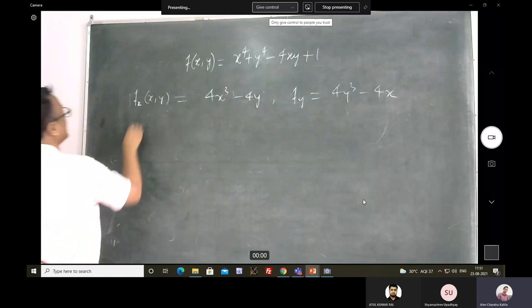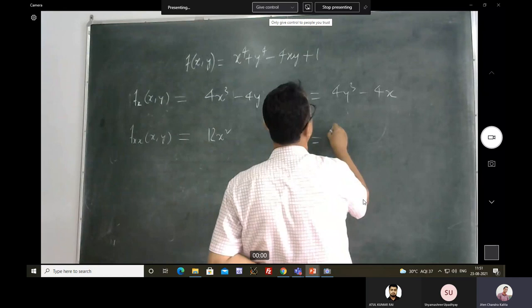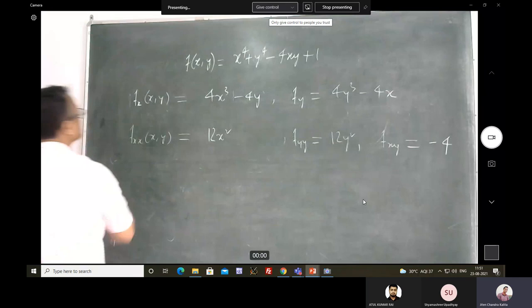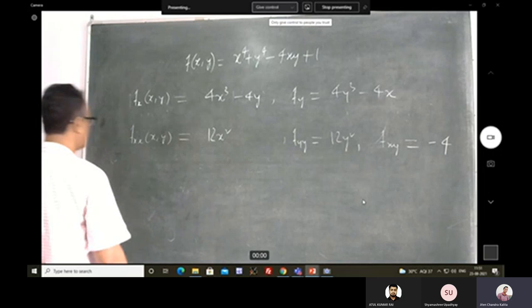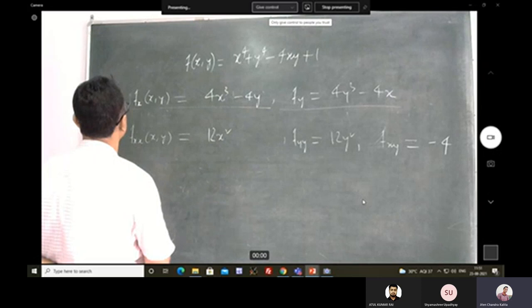Then fxx is going to be 12x squared, fyy is 12y squared, and fxy, or fyx, is going to be simply minus 4, right? Now, in order to find the critical points, we have to equate fx and fy to 0. So, what do we get if we equate fx and fy to 0?